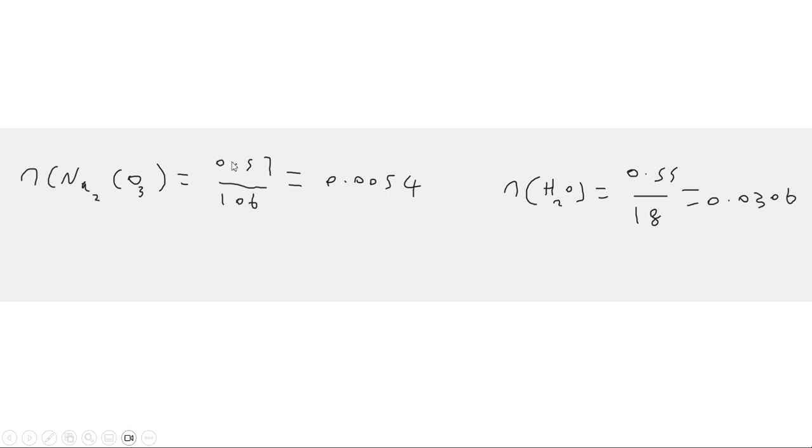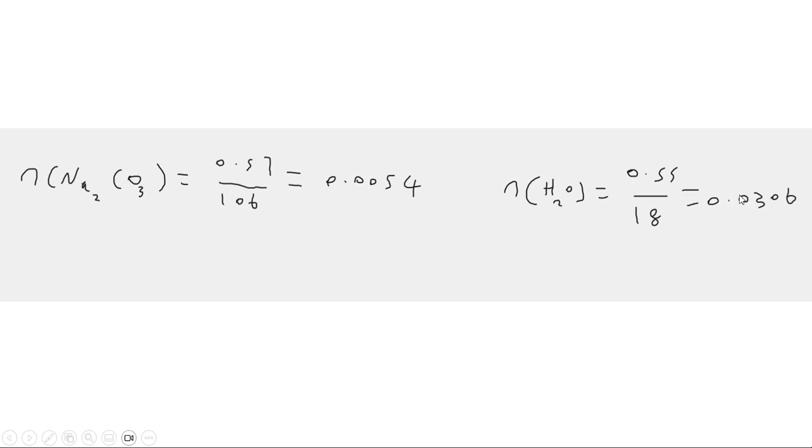So the moles of that is 0.57, the mass, divided by the Mr. You can find the Mr from the periodic table. For this compound, it's 106. So that gives me 0.0054. Next one is the moles of water. So n of H2O: the Mr of H2O is 18 and the mass was 0.55. So you do that, you get the moles of H2O is 0.0306.